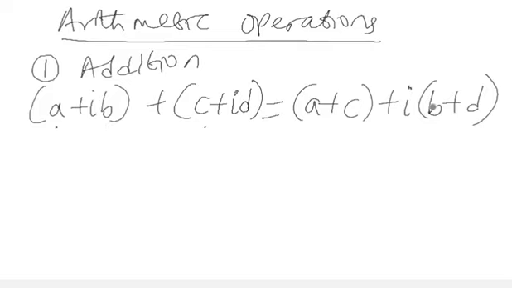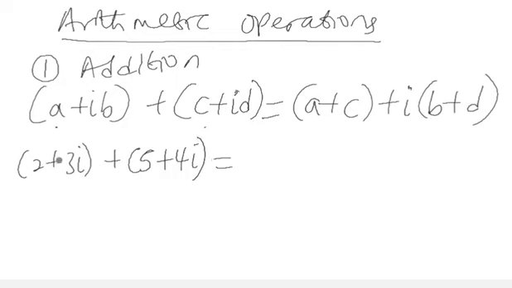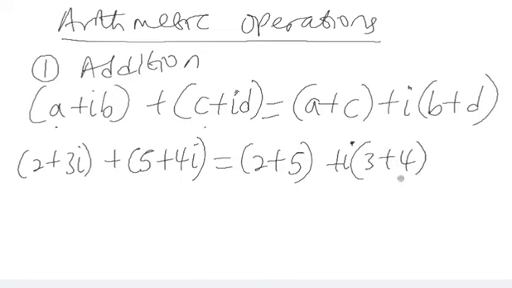Imaginary together because I is common, that's why I brought it out. So for example, now we are asked to add 2 plus 3i plus 5 plus 4i. You have 2 plus 5, this is the real part here, and then we have i is common here, we have 3 plus 4, so here we have 7 plus 7i.